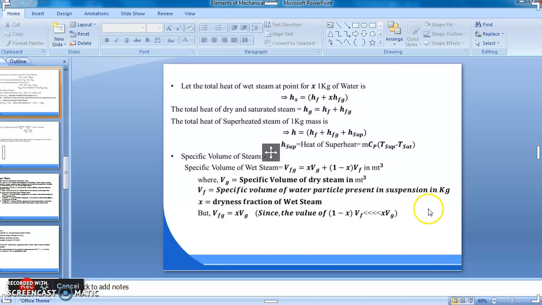Now, the total volume of a wet steam is Vfg equal to x Vg plus (1 minus x) Vf, where Vg is the volume of the dry steam in meter cube, Vf is the specific volume of the water particles present in suspension, and x is the dryness fraction. As the value of (1 minus x) Vf is very small compared to x Vg, we can write this equation as Vfg equal to x Vg.